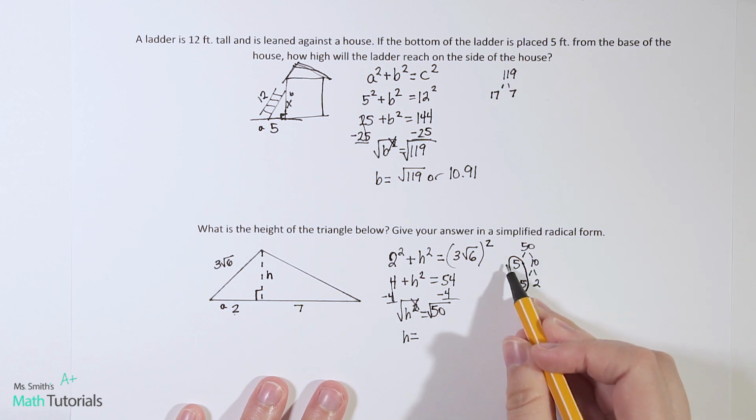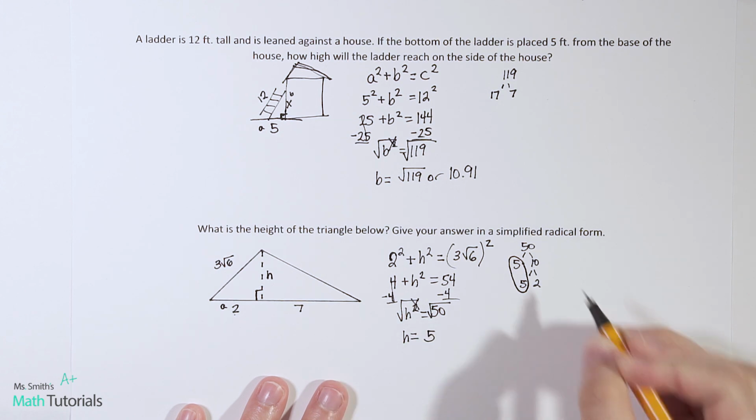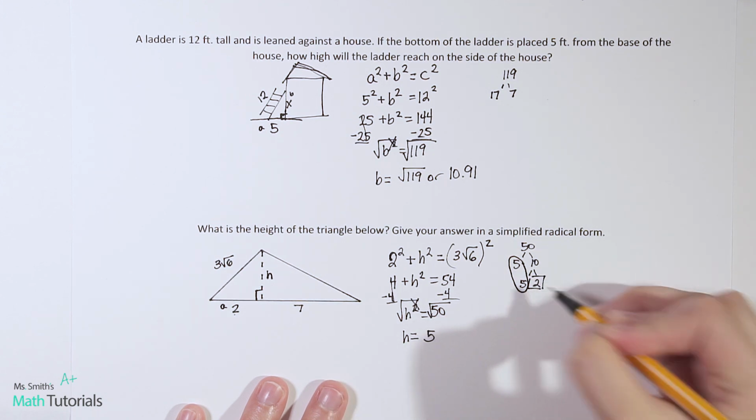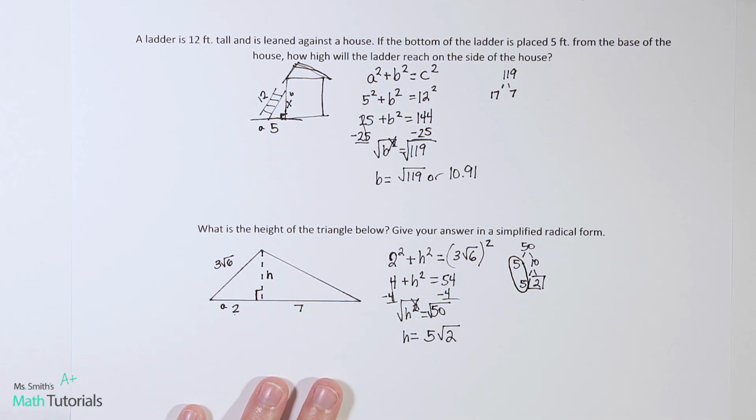So if I can circle the 5s, that means that is 1 5 that I get to bring out. Okay, and then the 2, he didn't have a partner, so I box him. He has to stay underneath the radical. So that's going to be my final answer. The h is 5 times square root of 2.